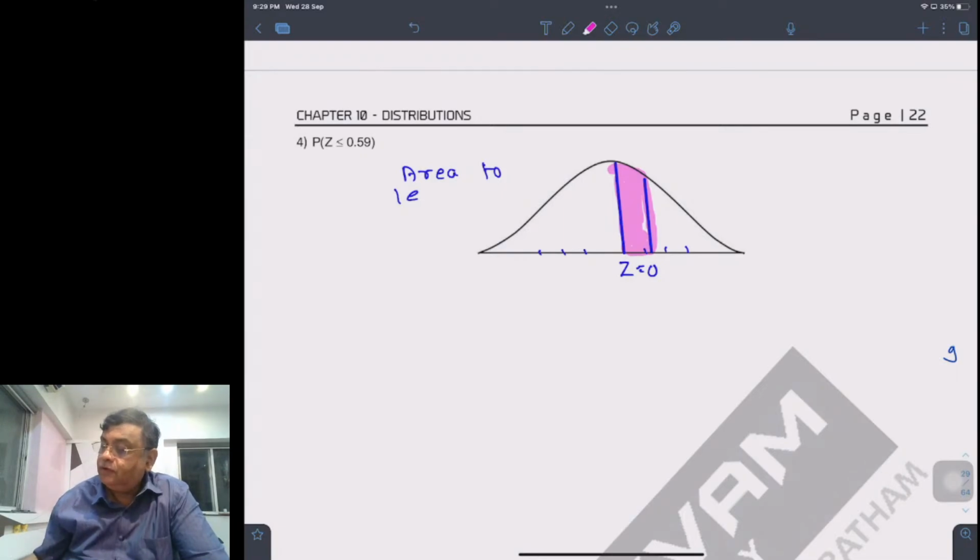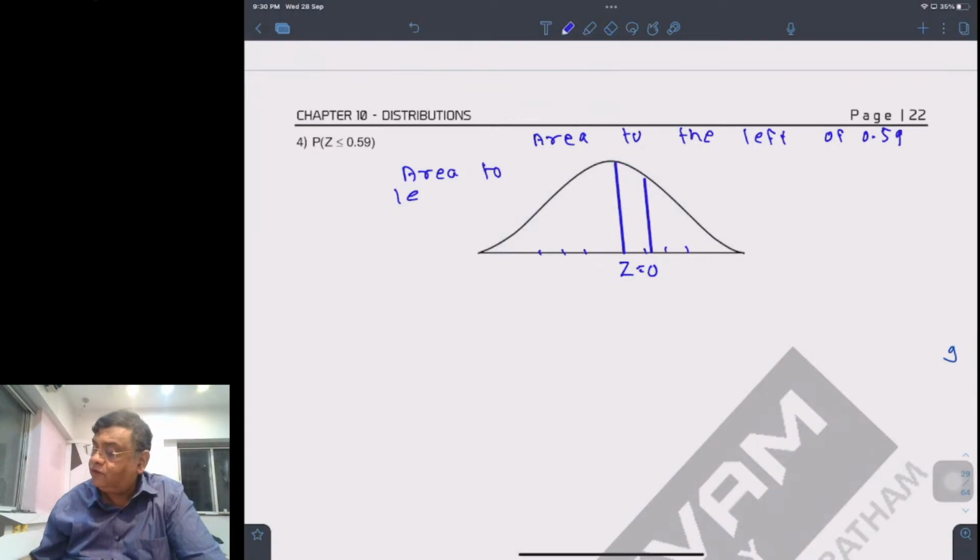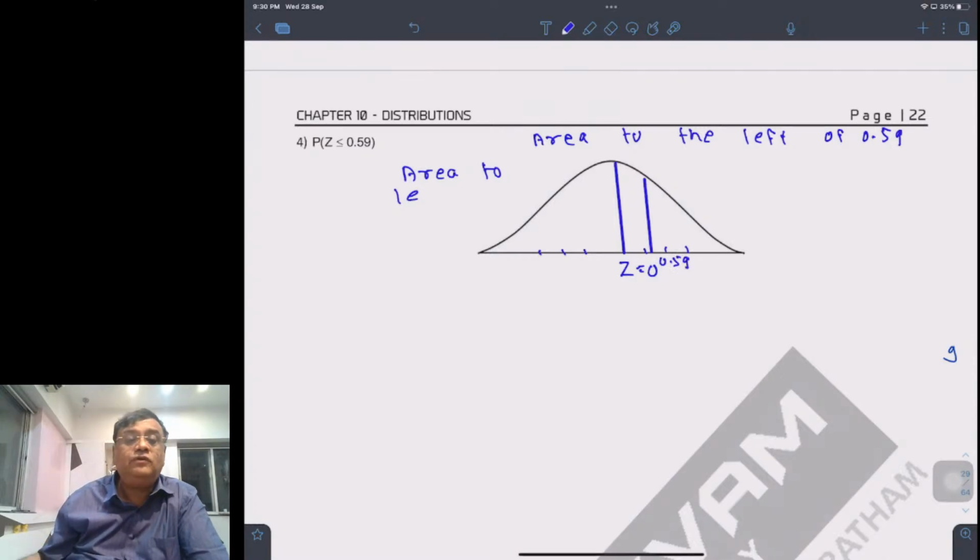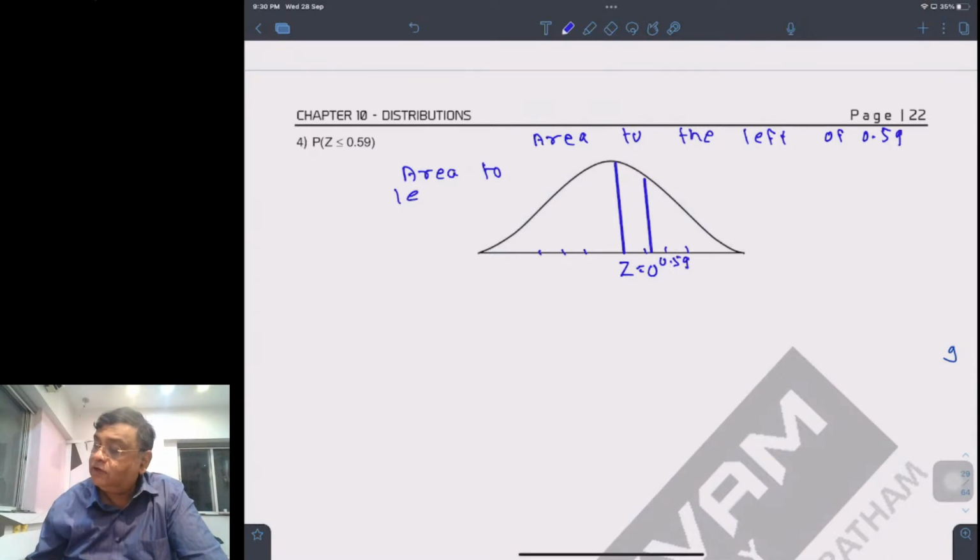Now probability of z is less than or equal to 0.59. Tell me, what does that mean? That only means the area to the left of 0.59. Now my question is, 0.59 is on the left side or right side? Being a positive value, it is towards the right side. Now area to the left of 0.59 is the whole area to the left of 0.59.